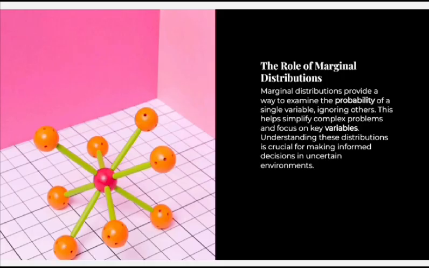The role of marginal distributions. Marginal distributions provide a way to examine the probability of a single variable, ignoring others. This helps simplify complex problems and focus on key variables. Understanding these distributions is crucial for making informed decisions in uncertain environments.